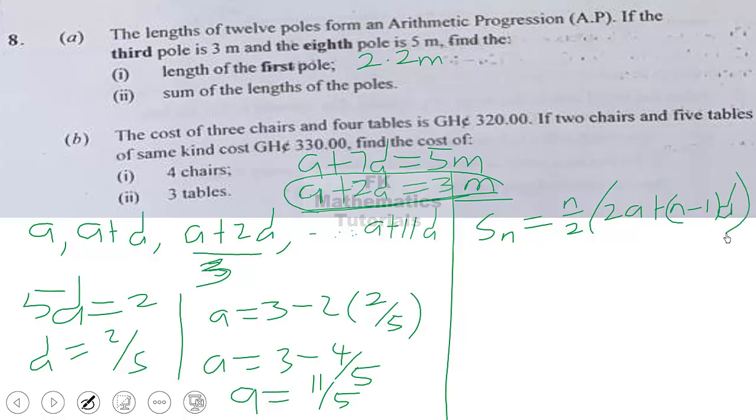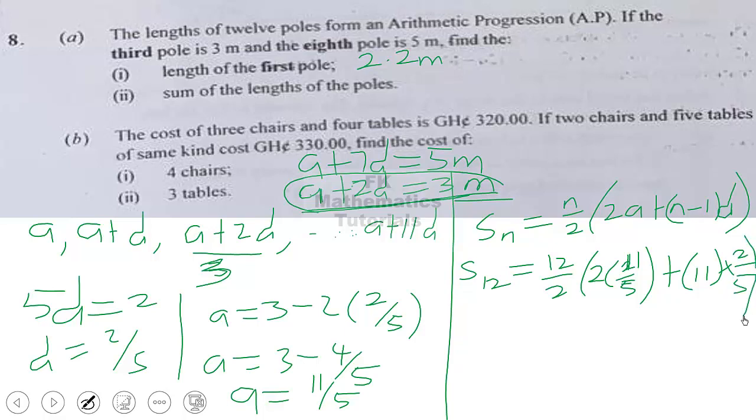So the sum of all the 12 poles will be 12 over 2 times 2a, where a is 11 over 5, sorry, 11 over 5. Then n minus 1 times d. So this will be n minus 1, which is 11, and d is 2 over 5.